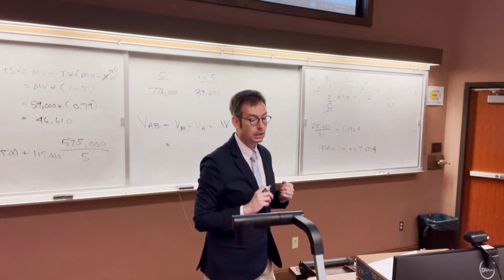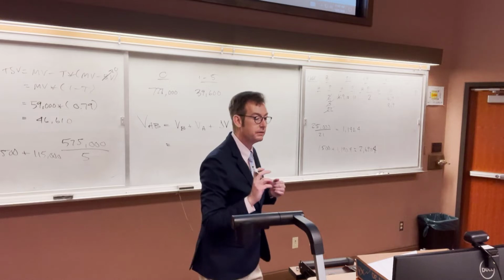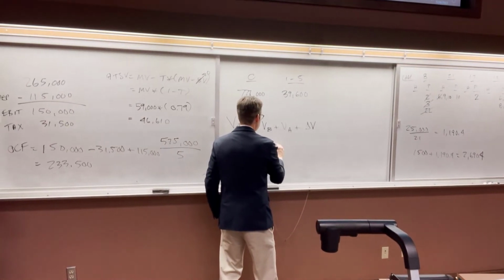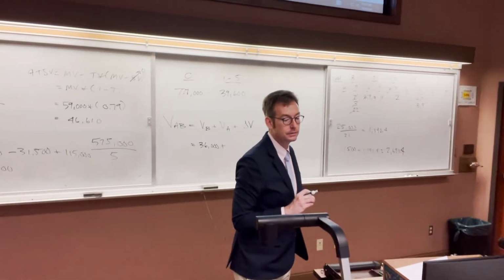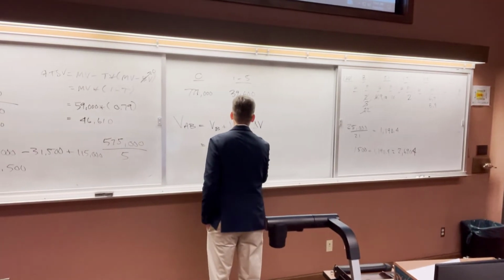36. 1,200 times 30. Very good. So that's what, 36,000? Is that right? 36,000. What's the standalone value of firm A? 22,500. Very good. Is that correct? Yeah.